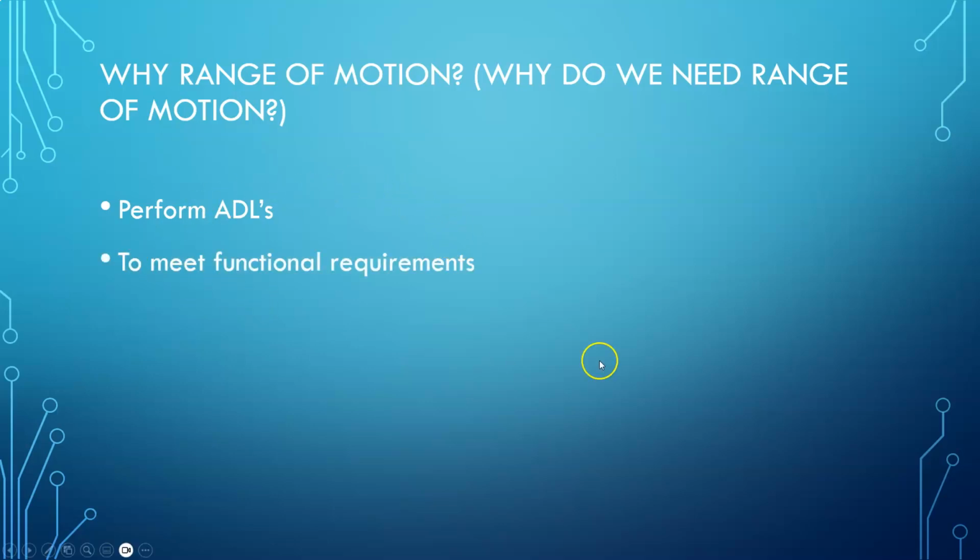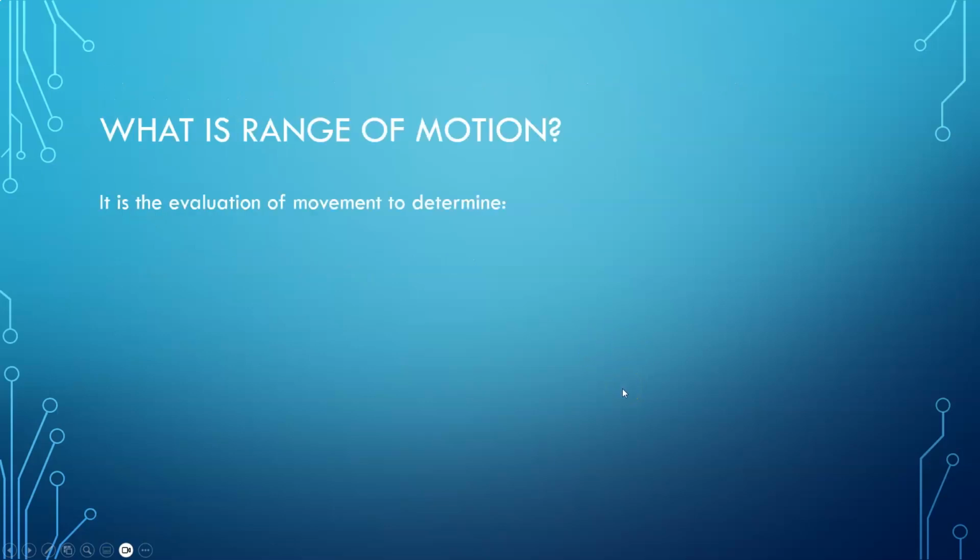We also need range of motion to meet functional requirements. So it could be something we have to do at work, or play, or sport; we have to have certain ranges of motion in order to functionally perform tasks. So what is range of motion?